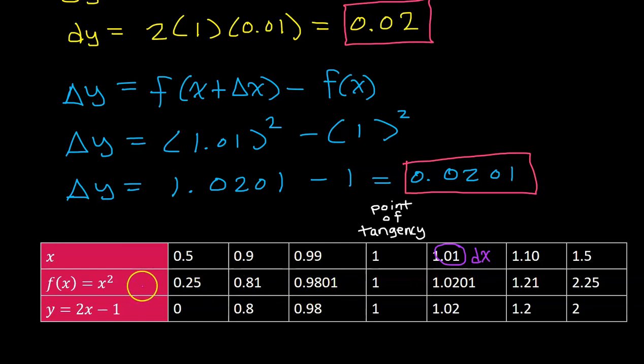Now, the middle row is the actual function. So as you look at the middle row, you can see that this part of it is the change in the y values. So the actual change in the y values is called delta y. So that's what this is. And then the third row is the linear approximation. So this 0.02 is the change in y of the approximation. So that's what dy is. And remember, the essential question for this video is, what are differentials? And here they are, the dx and the dy, these are the differentials.